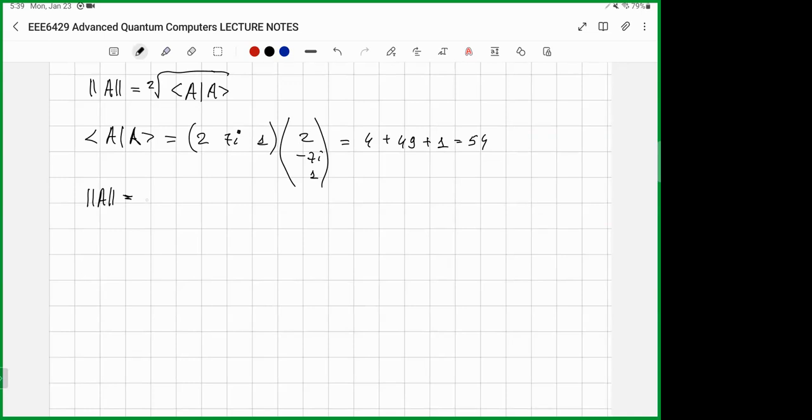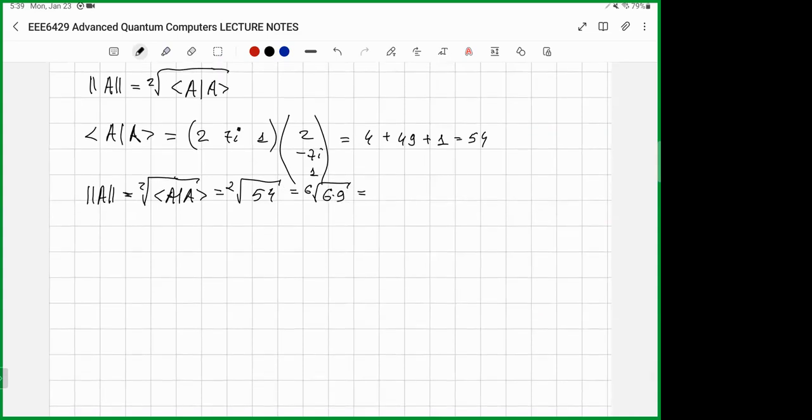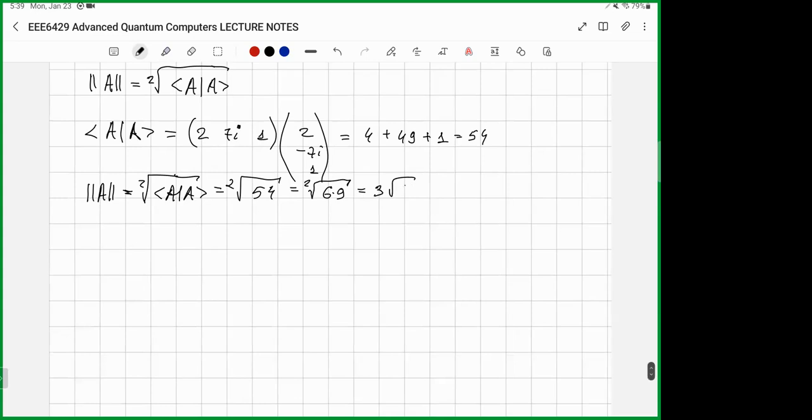Okay, so the norm is the square root of <A|A>, right? In our case, this is the square root of 54. 54 is 6 times 9, right? So the square root of 9 is 3, so it is 3 square root of 6.